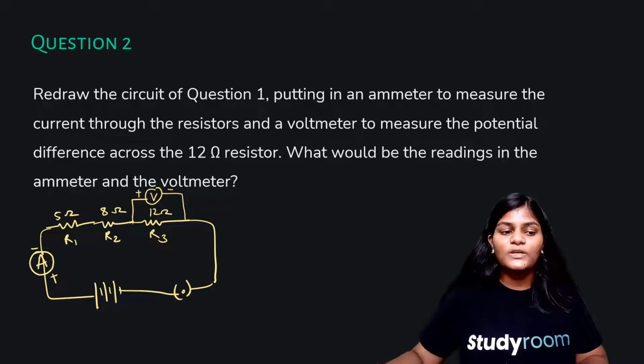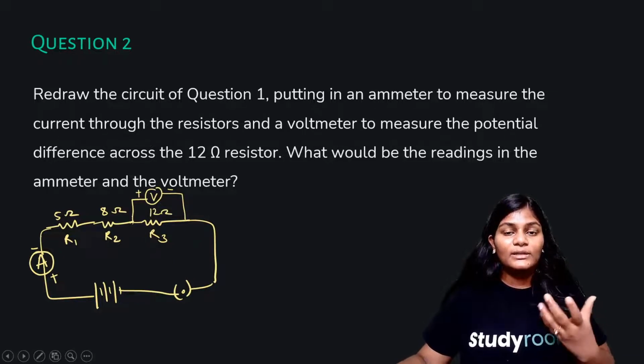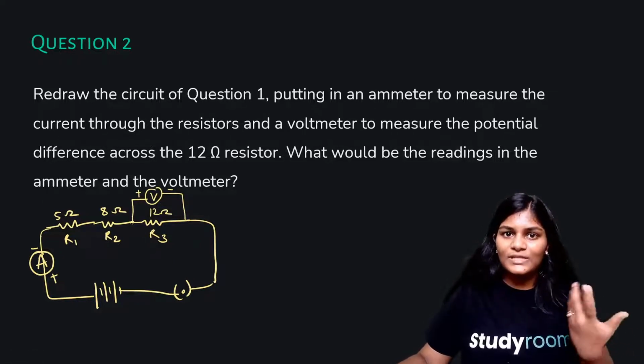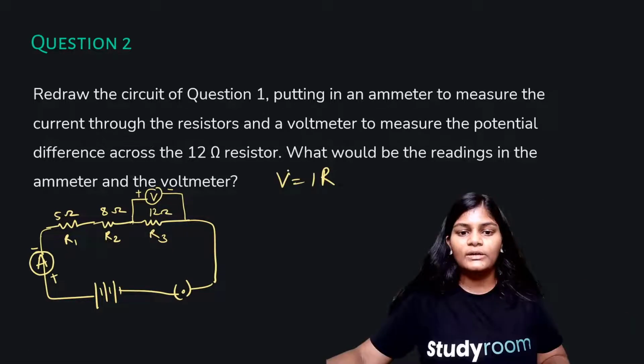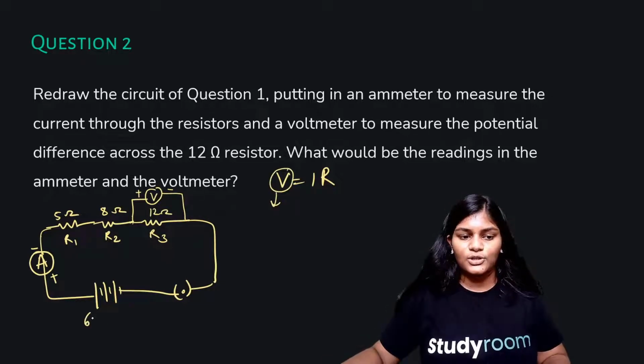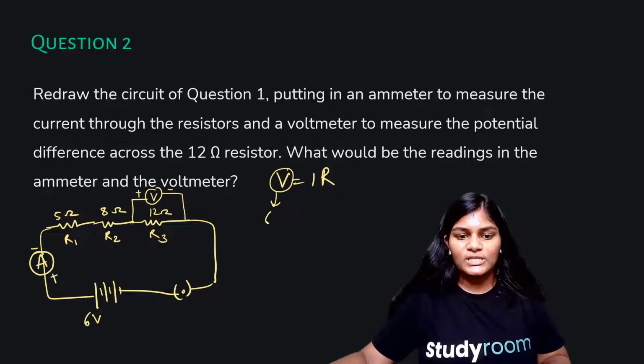Awesome. So what do we do? First of all, to calculate what is the ammeter reading, what do we need? The current in the circuit. Obviously, that's what we need. And here, if we know the total voltage, we know it is 6 volts. We did it in the last question, right? 2 into 3. So it is 6 volts.